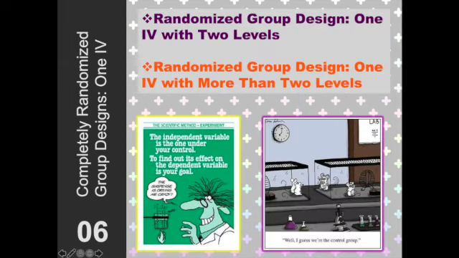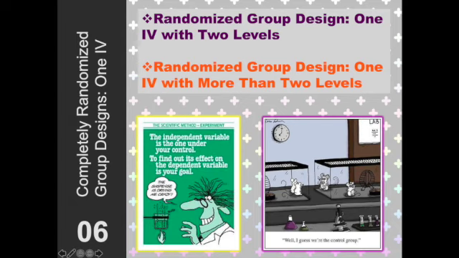Okay, so now we're going to look at some examples of completely randomized group designs. The simplest independent group design is where the researcher is interested in one independent variable with two or more levels. Research participants are randomly assigned to different levels or different conditions of one independent variable.